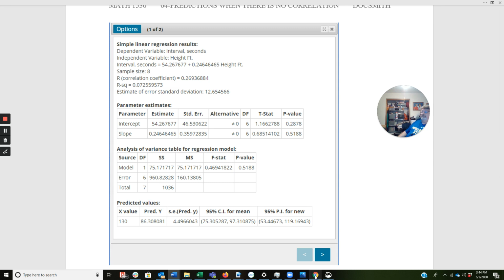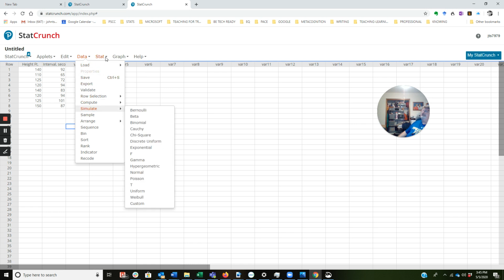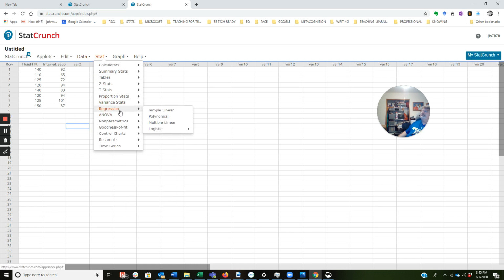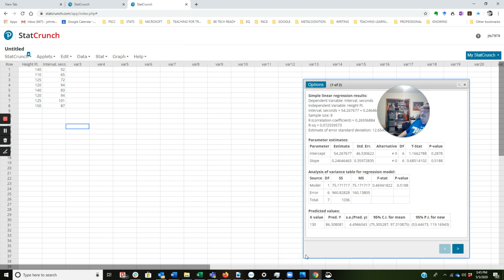So before we leave, let's look at this in StatCrunch. There's the data. The first thing I'm going to do is regression, simple linear. I got my height as my x variable. And again, I had to enter the data in two columns. I'm going to put the 130 in because at this point, I don't know if I have a linear correlation or not.